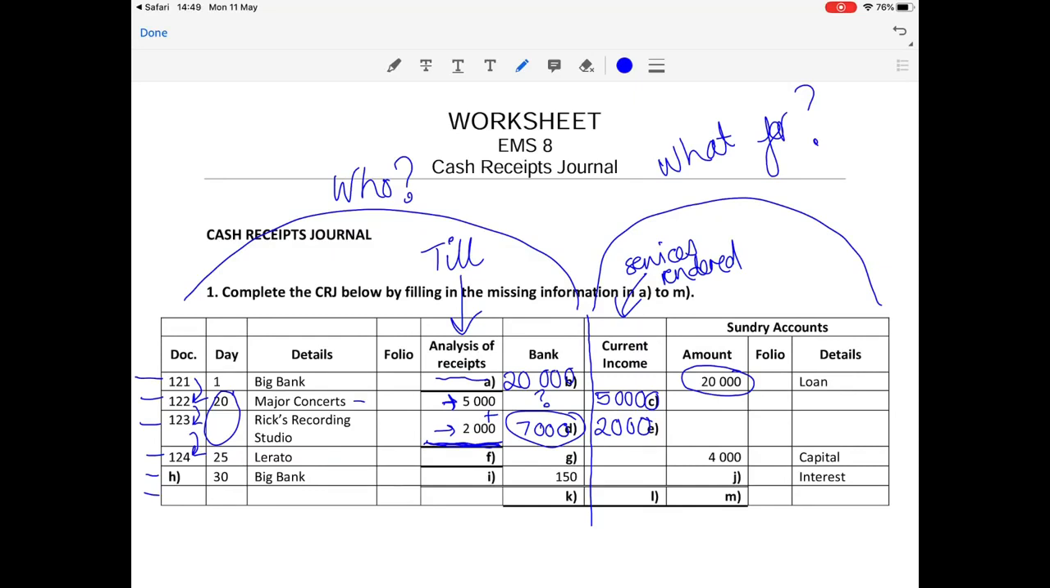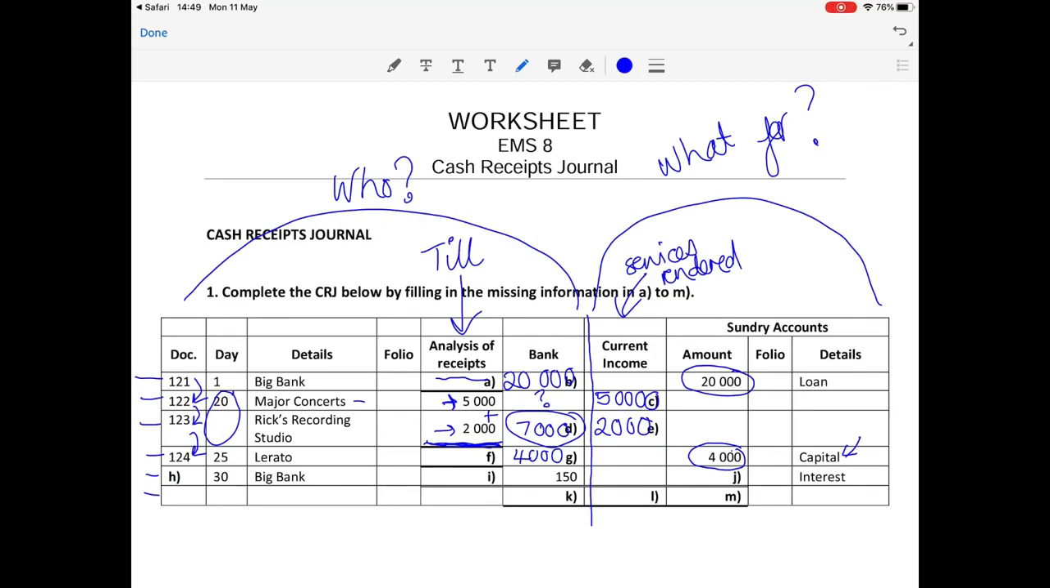We received money from Lerato. We don't know how much we received in the analysis of receipts column. We don't know how much in the bank column. But if we move all the way across to the sundry accounts column, we see that there's an amount recorded there of 4,000 Rand, and that was capital. So Lerato must be the owner of our business, and he or she has deposited 4,000 Rand into their business as capital. Now that 4,000 Rand must obviously and always be banked.